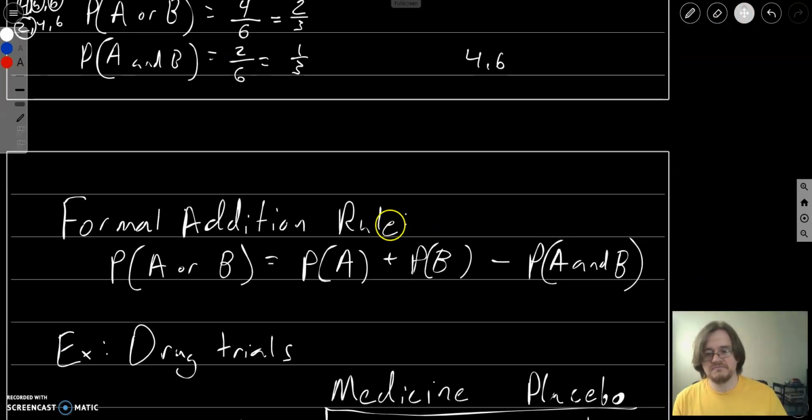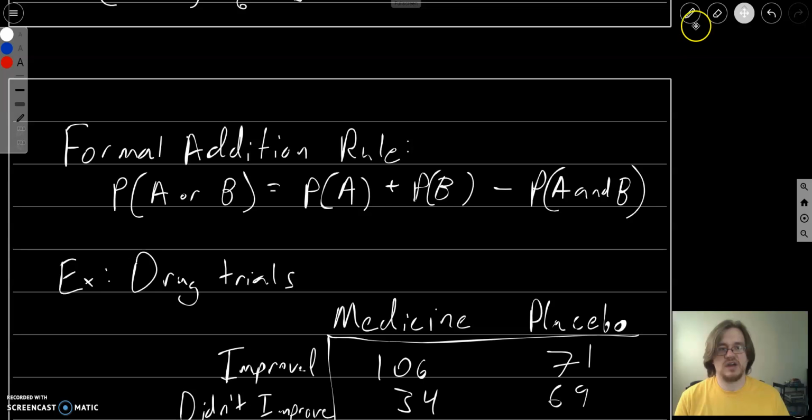So there is a formula, and I want to describe why this formula kind of makes sense. The probability that A or B occurs is going to be the probability of A plus the probability of B minus the probability of A and B. So when you're counting the probability that A or B happens, well, we could have A happen and we could have B happen. So we count the number of ways that A happens and we count the number of ways that B happens. But if we do that, we have overcounted.